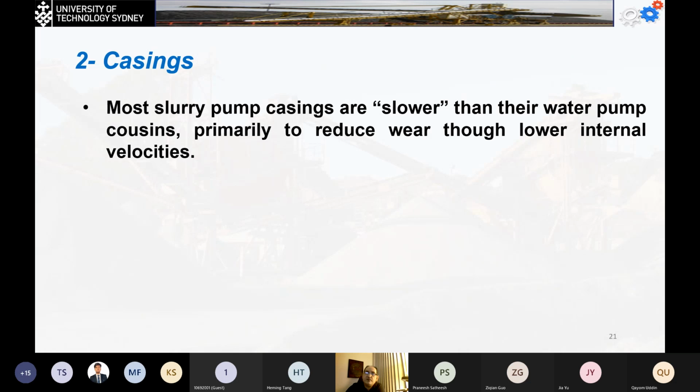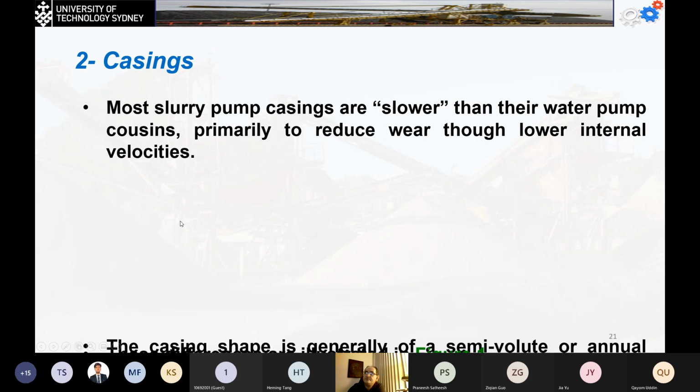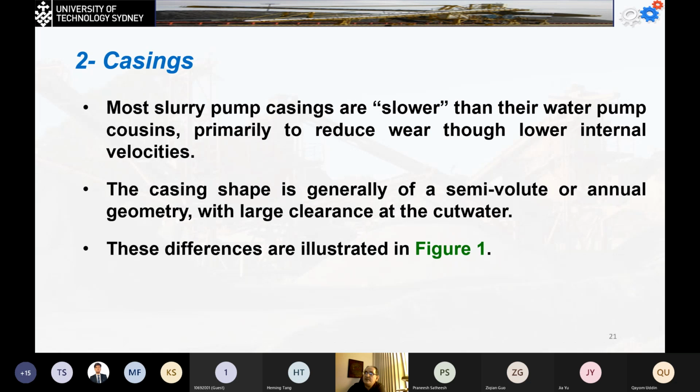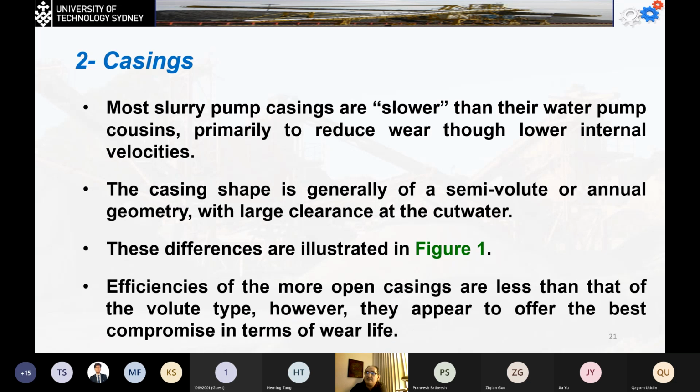Now, of course, for the impellers, we are going to need the casing. Otherwise, we're not going to move any material. Most of the casings are going to be slower than their water pump cousins, primarily to reduce the wear through lower internal velocities. Okay. Usually, it's going to have the semi-volute or the annular geometry for the casing, and these differences are going to be illustrated in the figure on the next page.